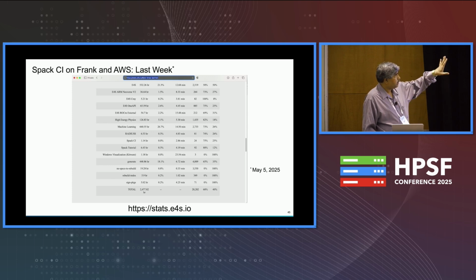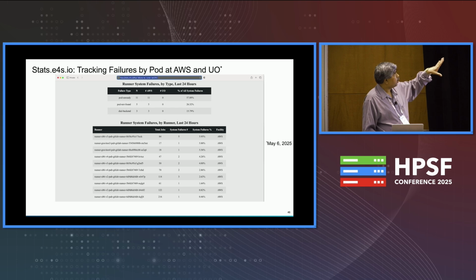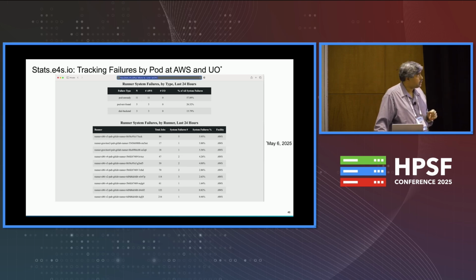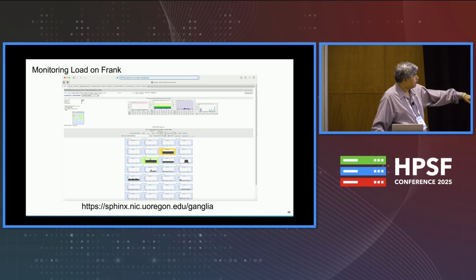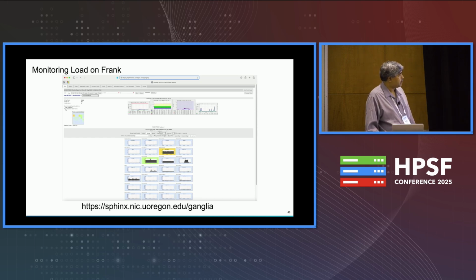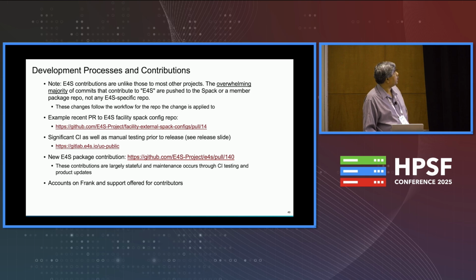But it's not just the number of jobs, but also the failures. So we record the failures. You can see in the last 24 hours which jobs failed, how many at the University of Oregon, how many on AWS, and what runners were affected on AWS. You can then see at the Spack site, grafana.spack.io, detailed information about each runner and what happened over there. You need to have a GitHub login to be able to access this information. And then there is a load monitoring system which is installed on Frank. This is the Ganglia output. So you can see of all the nodes that are running these CI jobs, what is the load on any of those nodes, and you can then click on that and get detailed information.